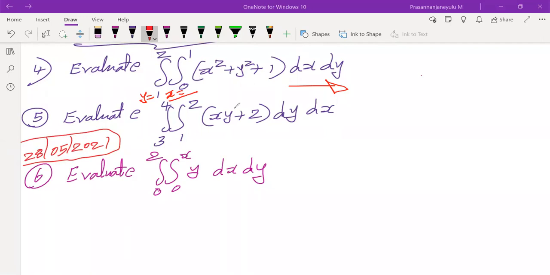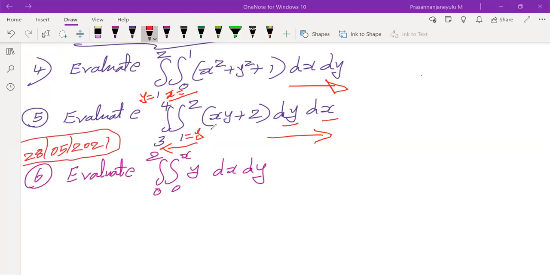Okay. In the same manner, if we continue with the fifth problem, evaluate the double integration of xy plus 2 into dy into dx. Here also the interior integration limits are 1 to 2 and the exterior integration limits are 3 to 4, but they did not mention which variable 1 to 2 are the limits of and which variable 3 to 4 are the limits of. In that case, according to our discussion, we can follow the arrow mark in this way. So first we have y and then next we have x. So in the reverse direction, we have to go. So these are the limits of the y variable.